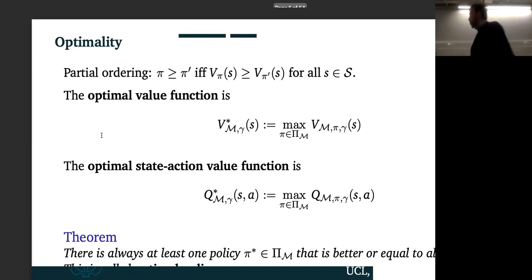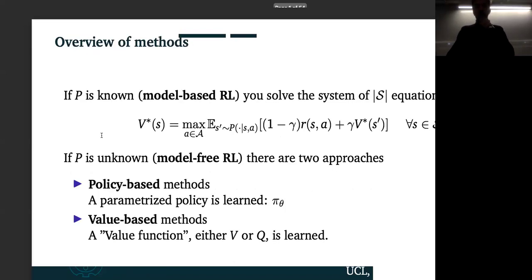The optimal value function, of course, is the policy that maximizes the value function, and the optimal state action value function is the policy that maximizes the Q function. Okay, and there is some theorem that under some condition tells you that there is an optimal policy.